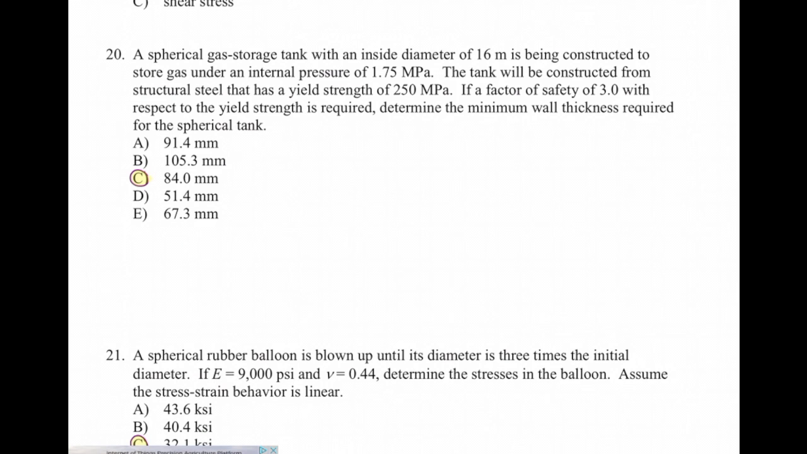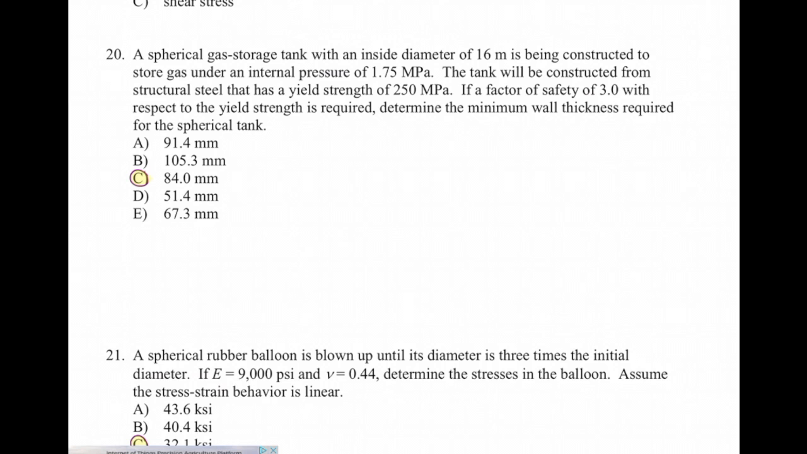Question 20, spherical gas storage tank with an inside diameter of 16 meters is being constructed to store gas under internal pressure of 1.75 megapascal. The tank will be constructed from structural steel that has a yield strength of 250 megapascal. If a factor of safety of 3 with respect to the yield strength is required, determine the minimum wall thickness required for the spherical tank. I believe we have similar questions as a practice question in the class.